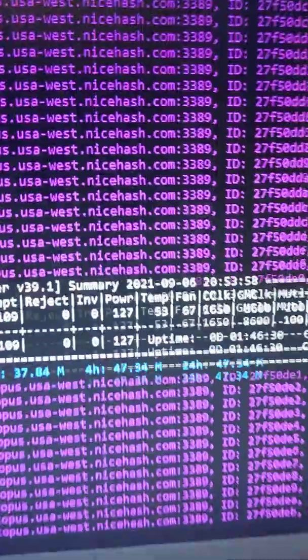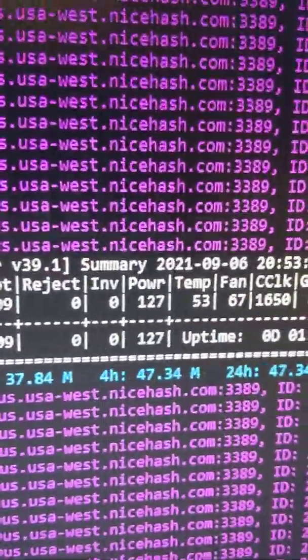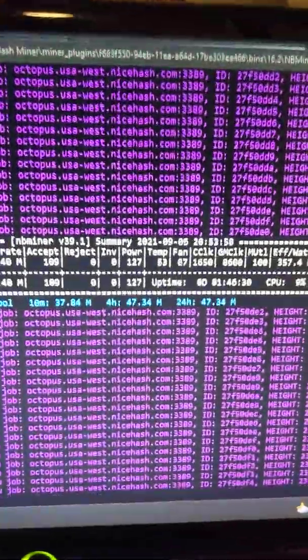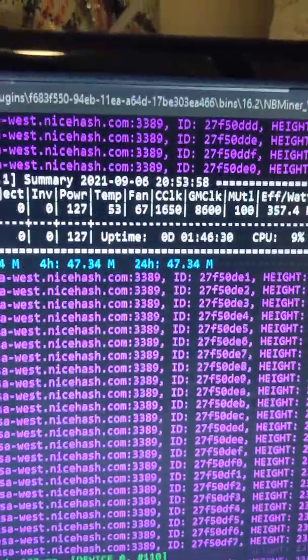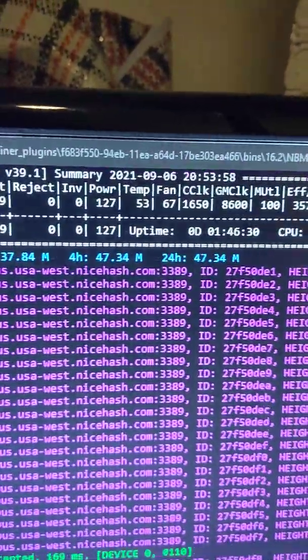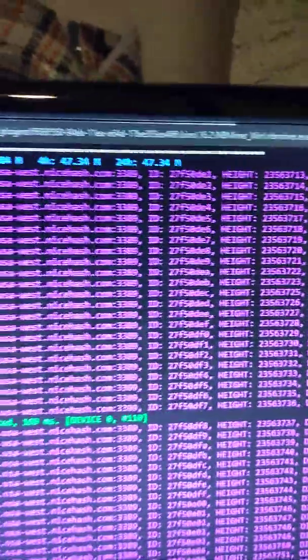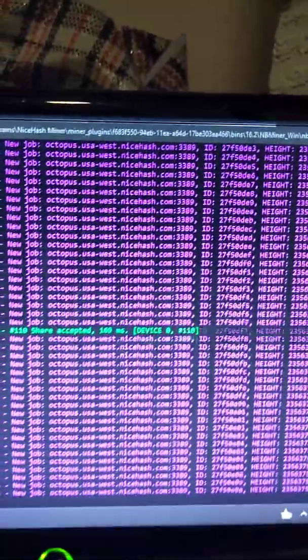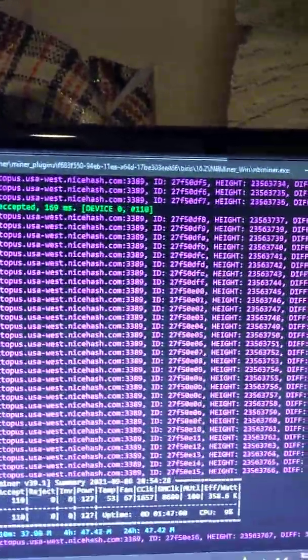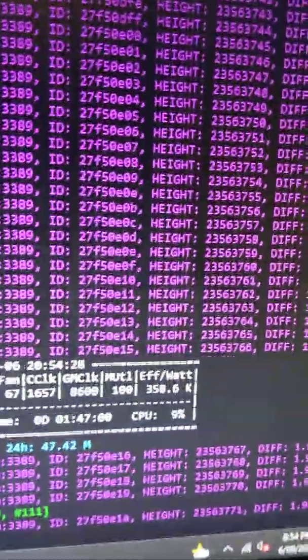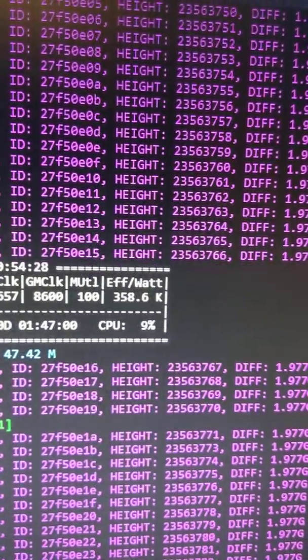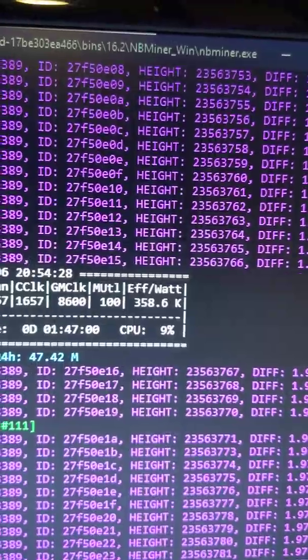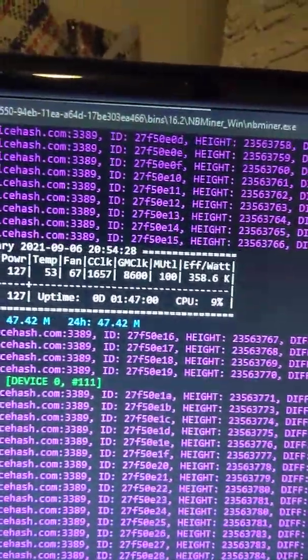And as you can see, I'm only using 127 watts of power, where this card will run by default at 170. I've got the fan at 67%, which is letting it run at 53 degrees. So it's nowhere near hot by any stretch of the imagination. I'm not even taxing the fan. And as you can see, my efficiency is around 360 kilohashes per watt. So I'm really happy with that.